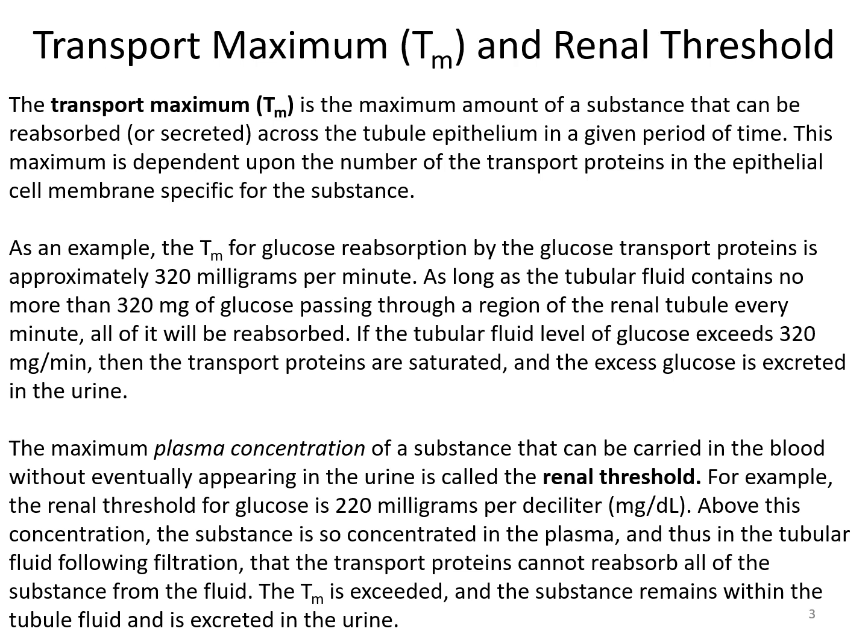Okay, so with transport maximum, we're looking at what's going on in the tubule system. It's basically a rate, so milligrams per minute. With renal threshold, we're looking at a plasma concentration, so we're going to be looking at milligrams per deciliter. So our renal threshold is the plasma concentration of any given substance that we can have without exceeding our transport maximum that's going to take place in the tubule system.